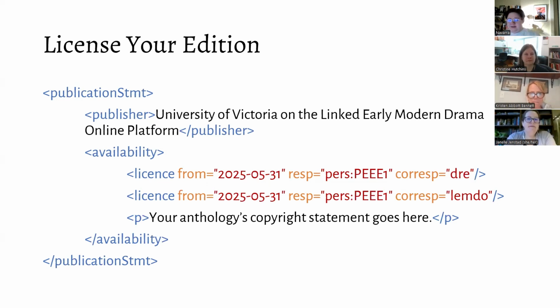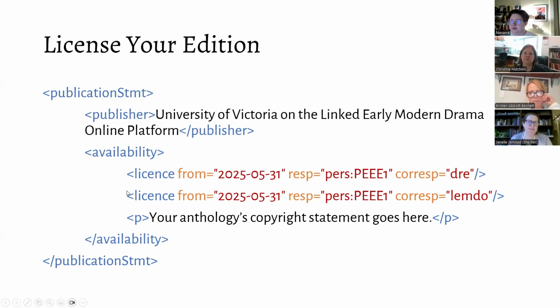Once you've done that, you then get to license your edition. And this is that same publication statement again. So in your edition page, you will also have the publication statement. It will have a child publisher element. This is the University of Victoria on the linked Early Modern Drama online platform. That should be in there once your file's created.